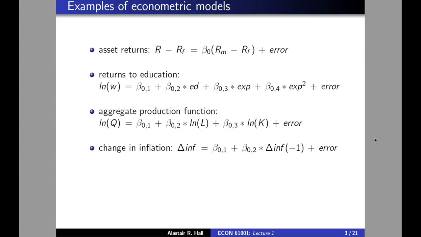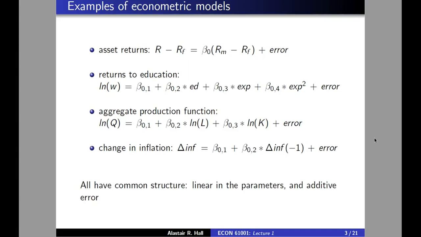Now, whilst the specific economic question is different in each of these cases, the models we're using here have the same basic structure. In each case, there's a dependent variable that's being explained as a linear combination of some explanatory variables and an additive error term. The key point to note here is that when we say linear, it's referring to the linearity in the parameters, because you notice that the right-hand side in all of these equations involves linear functions of the parameters.